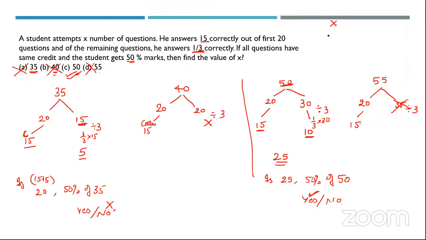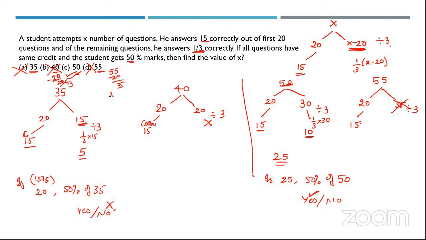Whatever the number of questions are there, first 20 and this x minus 20. Out of this 20, 15 questions are correct. And out of this, 1/3 of x minus 20 is correct. So basically, this x minus 20 should be divisible by 3. Now subtract 20. 40 minus 20, 20. 20 is not divisible by 3. Eliminated option. 55. 55 minus 20, 35.